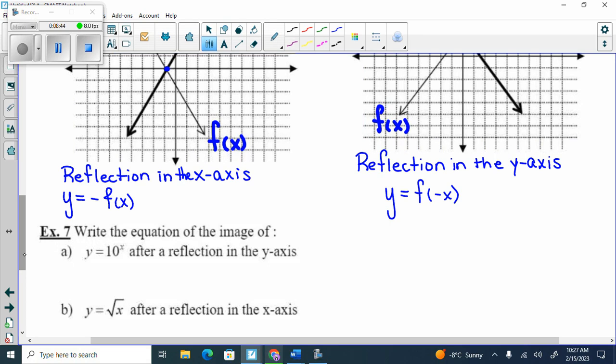So try out 7a and 7b. If there's a reflection in the y-axis, what becomes negated in that equation? If there's a reflection in the x-axis, what becomes negated here? Try it out. With these ones, because there's no f's in them, you can type this into your y1, type the new equation you came up with into your y2, and if we're looking for a reflection in the y-axis, we're looking for invariant points on the y-axis, correct? It should be crossing on the y-axis at the same spot. And if we have the square root of x as a reflection in the x-axis, it should be the same thing.